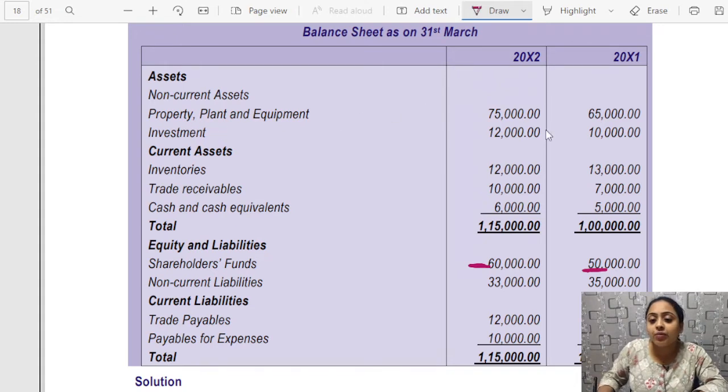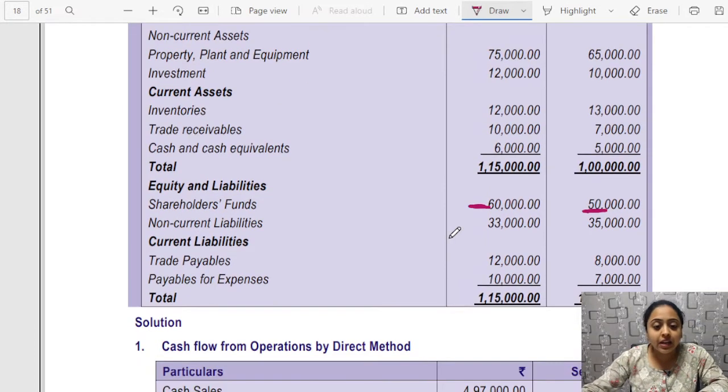Property, plant and equipment: earlier it was 65, and now it is 75. Investment has increased from 10,000 to 12,000. Inventories have decreased from 13,000 to 12,000. Trade receivables were 7,000, now it is 10,000. Cash and cash equivalents are 5,000 and 6,000 respectively. Non-current liabilities were 35 and have now become 33. Trade payables have increased from 8,000 to 12,000. Payable for expenses went from 7,000 to 10,000.